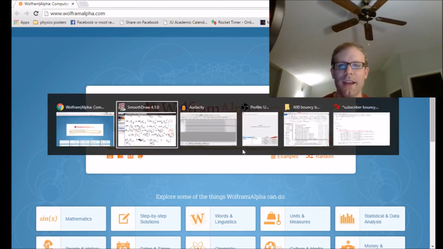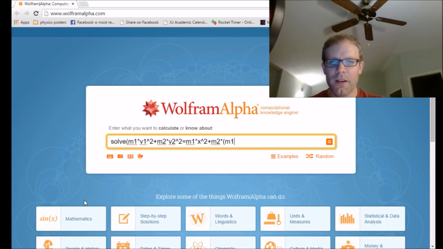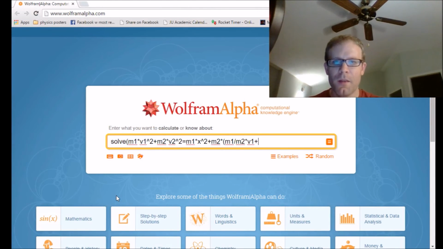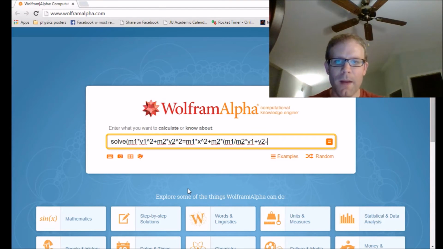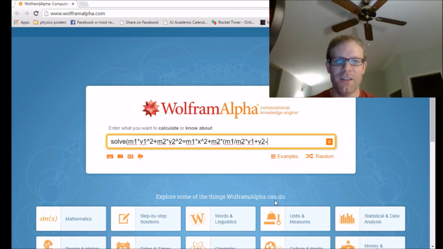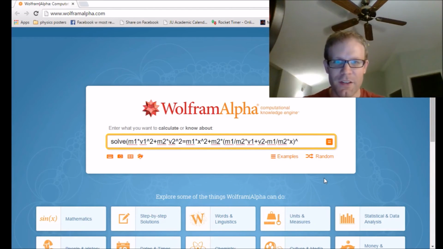And this is where I'm going to plug in the thing that I solved for V2 parallel prime, so that I've only got one unknown in this equation. So I've got M1 divided by M2 times V1 plus V2 minus M1 over M2 times X, the unknown thing. And that whole thing needs to be squared because I'm plugging this three-term thing into V2 parallel prime here.